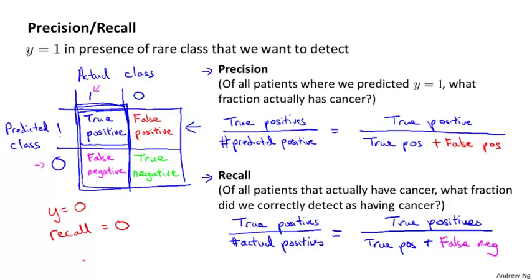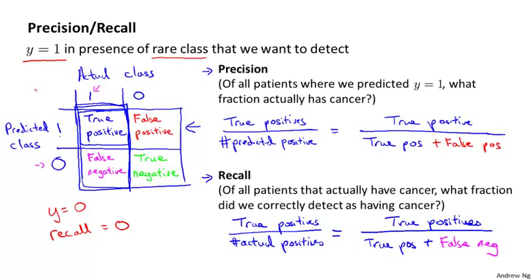There's a more direct way to actually understand whether our algorithm may be doing well. So one final note on the definition of precision and recall. The way we define precision and recall, usually we use the convention that y is equal to 1 in the presence of the more rare class. So if we're trying to detect some rare condition, such as cancer, hopefully that's a rare condition, precision and recall are defined setting y equals 1 rather than y equals 0 to be the presence of that rare class that we're trying to detect.